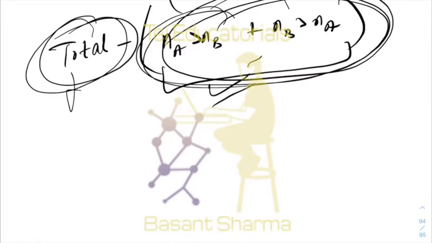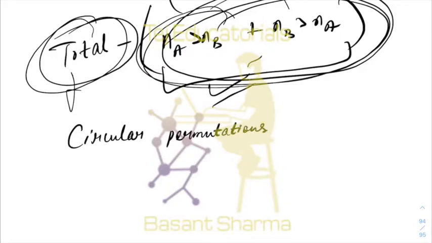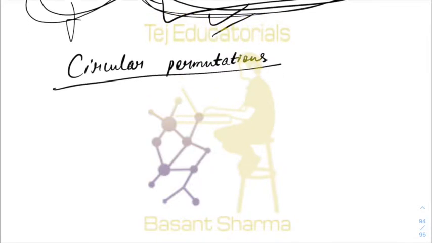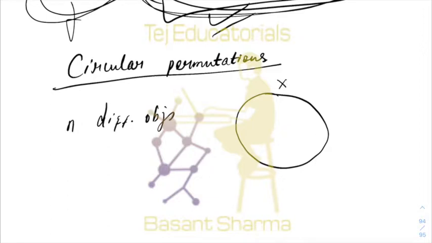So let's start with the next topic, which is circular permutations. The concept is fairly straightforward. Suppose you have n different objects, and you want to permute them in a circle. n different objects are there, and you want to arrange them around a circle.